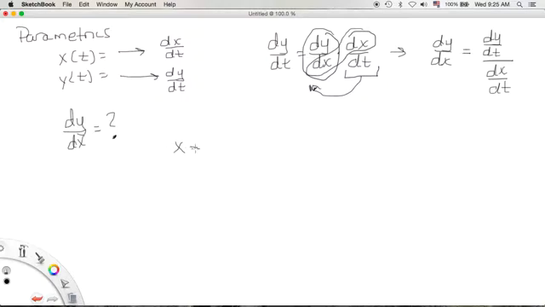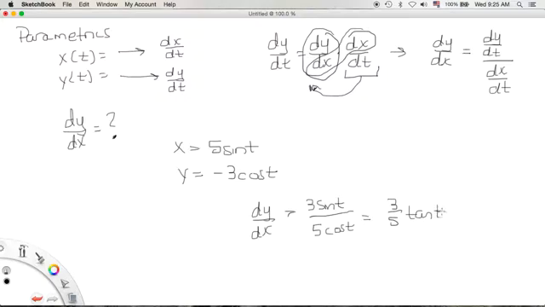So, for example, if we have x is 5 sine t and y is negative 3 cosine t, then dy/dx would be take the derivative of this y part. So the derivative of cosine is negative sine, multiply that times the negative, and you end up with 3 sine t, and then over the derivative of the x part, and the derivative of sine is cosine. So you could rewrite this as tangent of t. And yes, there's no x variable in there, but for parametrics, everything's dependent on t, and so that's why we're taking that derivative.